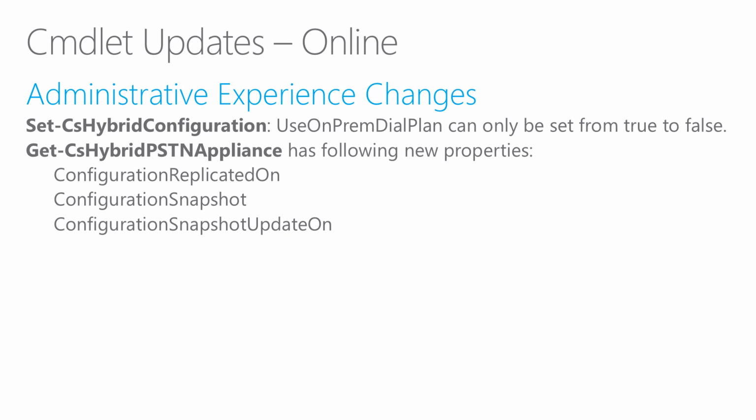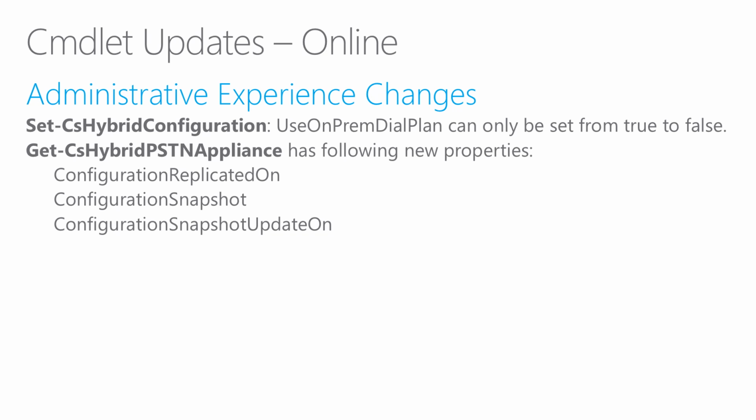Cmdlet updates for online have been made to improve the administrative experience. First, the Set-CsHybridConfiguration has been modified so that the UseOnPremDialPlan can only be set from true to false. It cannot be set from false to true. For Cloud Connector Edition, it is certainly a hard requirement that we're using an online dial plan since there is no local registrar to provide the service.